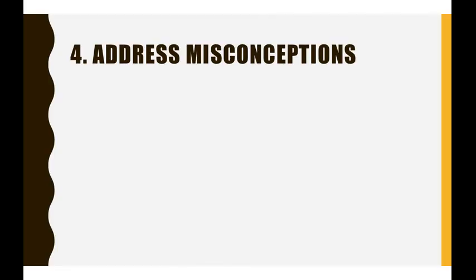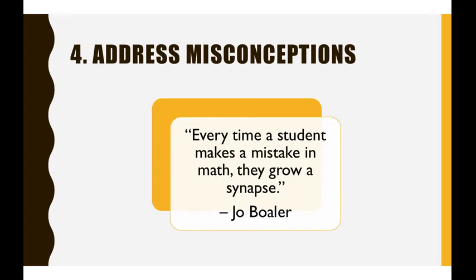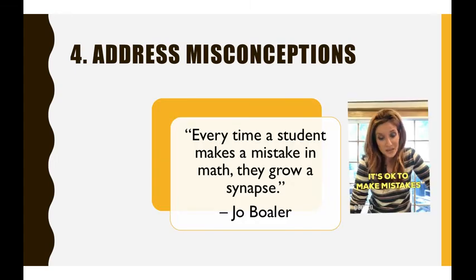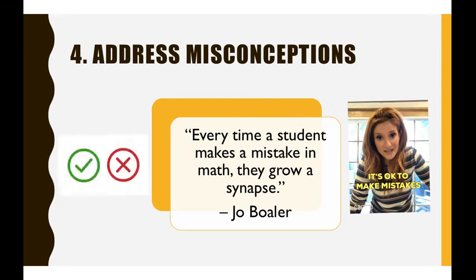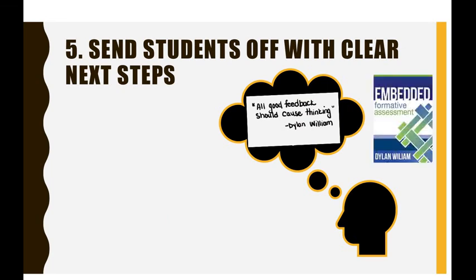Tip number 4, in your meeting, make sure that you address any misconceptions your student may have. As Jo Boaler points out, mistakes are just opportunities to learn, and every time a student makes a mistake in math, they grow a synapse. So normalize that mistakes are okay, and make sure you give feedback so that a student knows if their math strategy is effective or ineffective. Dylan Wiliam says, all good feedback should cause thinking. And that takes us to our last step.